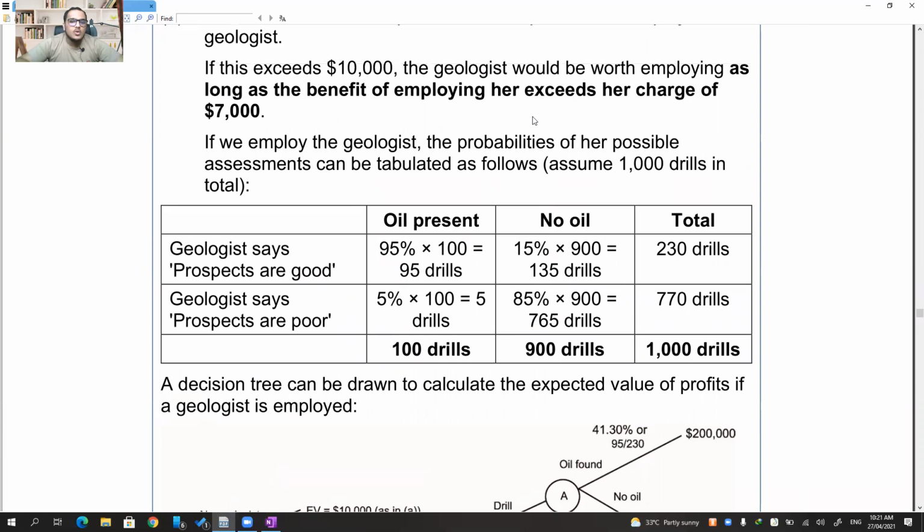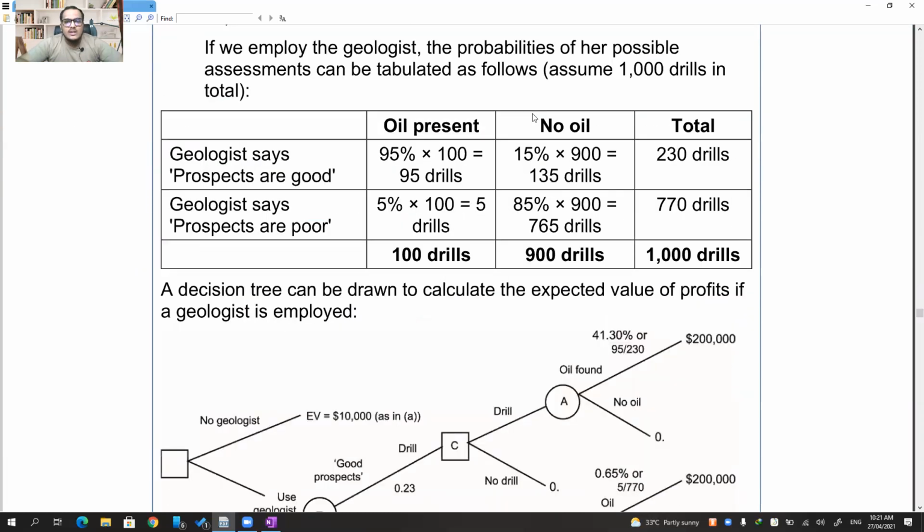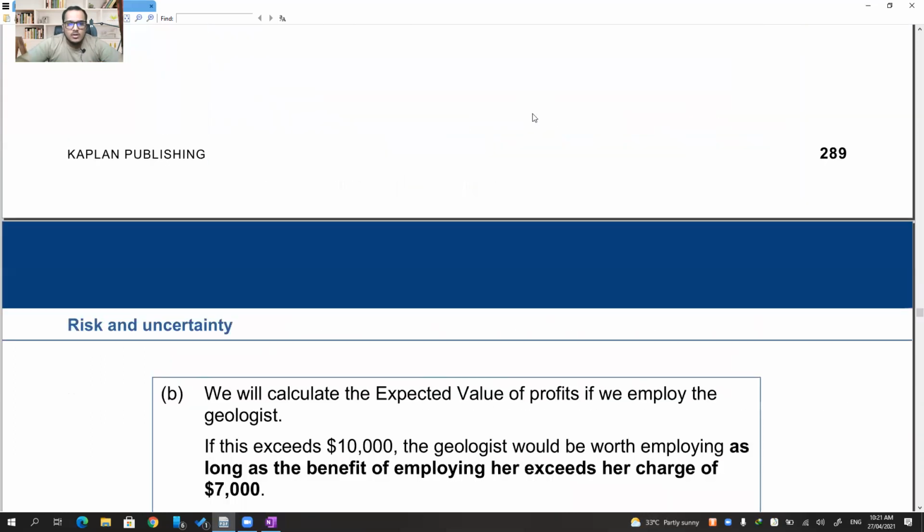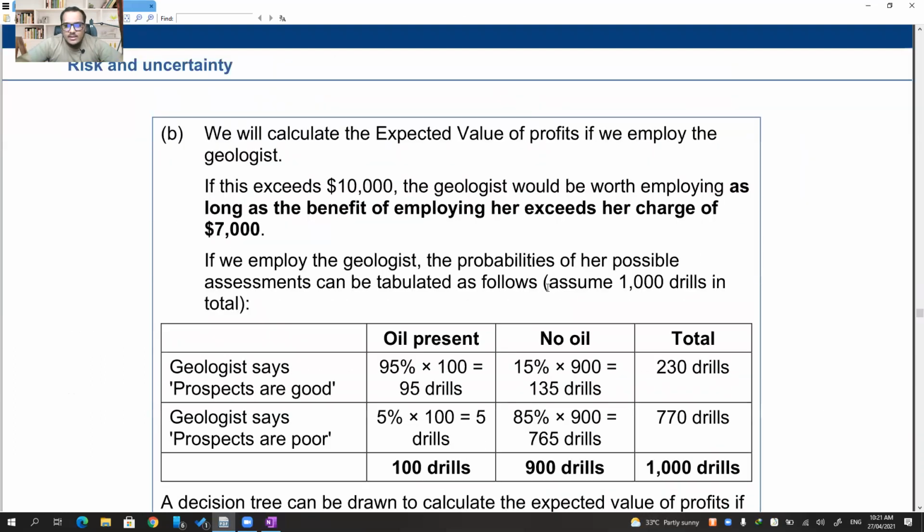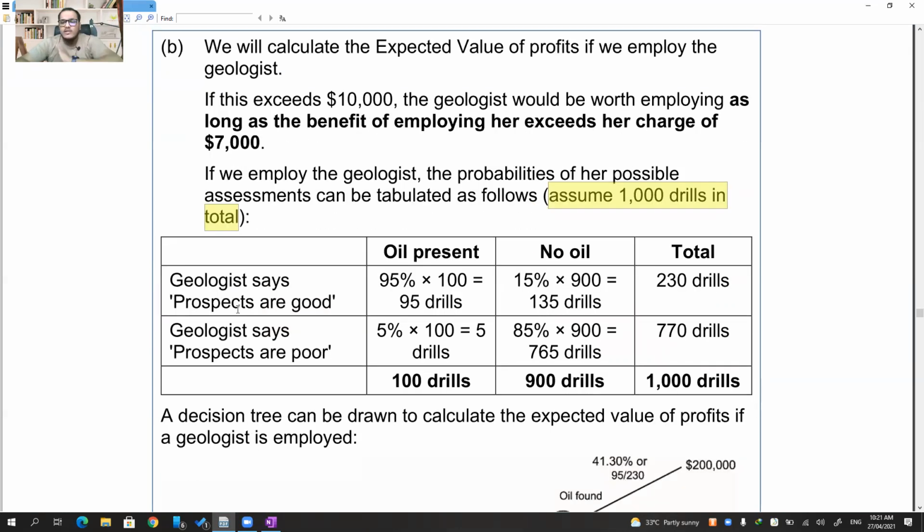Okay, so what they are doing is they are going with 1,000 drills as a rough estimation now. Look, they're talking about assuming 1,000 drills in total. Sir, why, sir? Just to make your calculation easier. You can take 100, you can take 1,000, you can take 10,000, you can take 500, any number you can take, no problem. Whatever number you are taking is absolutely fine.